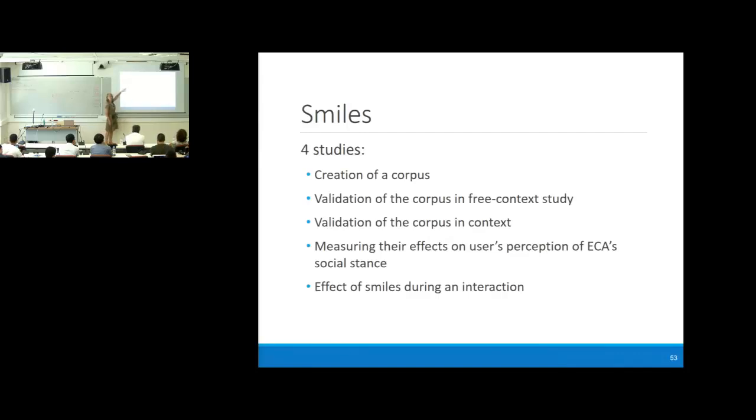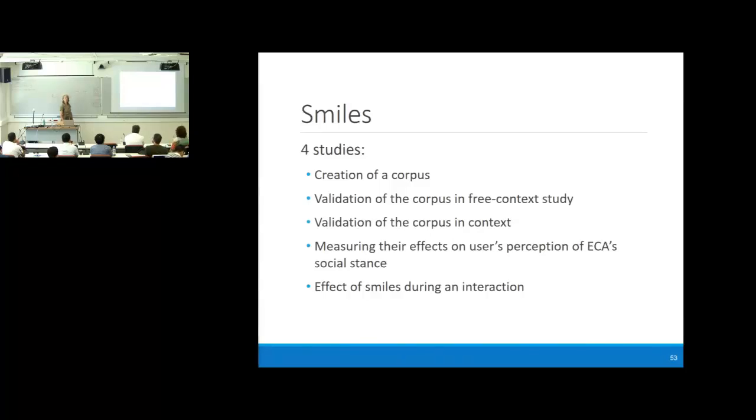One is linked to the creation of a corpus, and after, validation of the corpus in a free context study, and then validation of the corpus in a very controlled context. Then we measure the effect of the different smiles on the user's perception: how does he perceive the virtual agent, in particular related to his social stance, and also the effect of smile during an interaction.